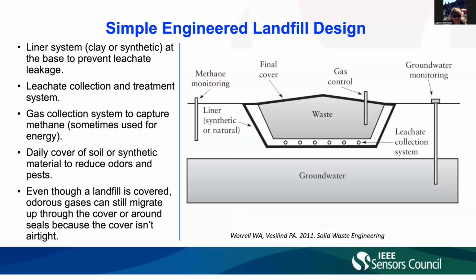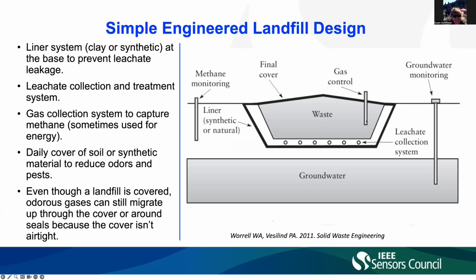This is an example of a landfill design from the standard book of Worrell and Vesilind. And you can see on the right, there's a dark line which shows a boundary between the bottom of the waste and the groundwater. The purpose of this liner is to prevent the waste from getting into the groundwater. And it also is to prevent the leachate, the liquid portion that drops to the bottom of the waste, from getting into the groundwater as well. There's also a leachate collection system where you try to collect this water, or leachate, and treat it as well.